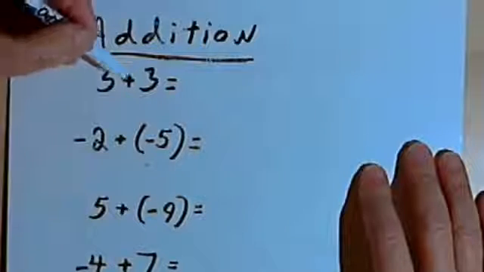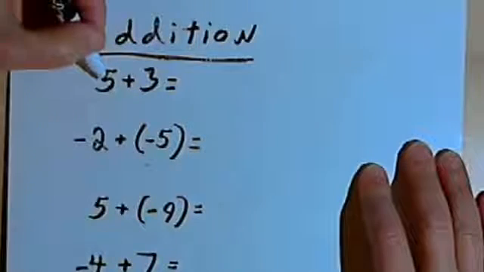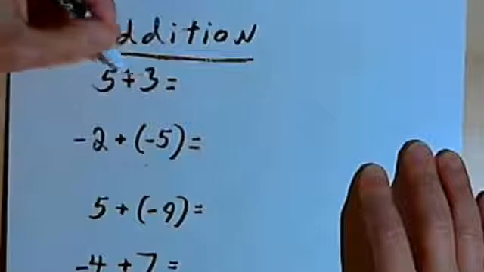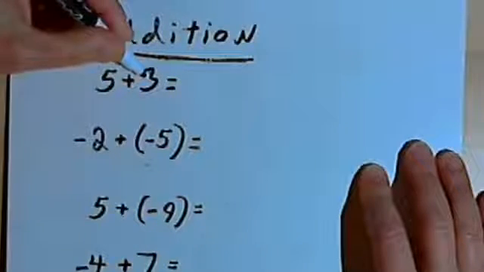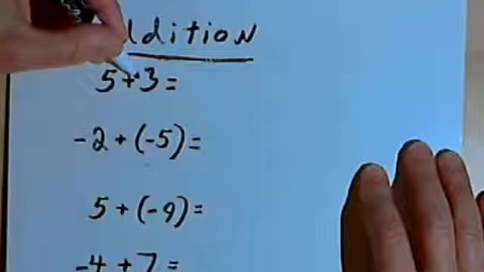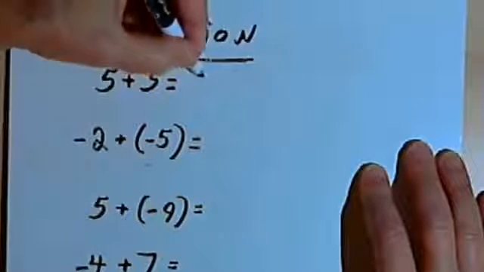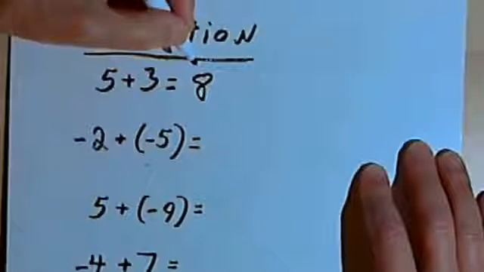First problem I have is 5 plus 3. Both of these are positive numbers, and the rule for addition says that if both the numbers are positive, then the result, the sum, will be positive. So 5 plus 3 is going to equal 8.